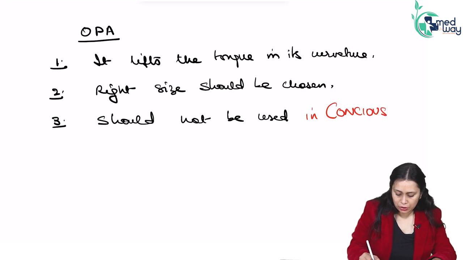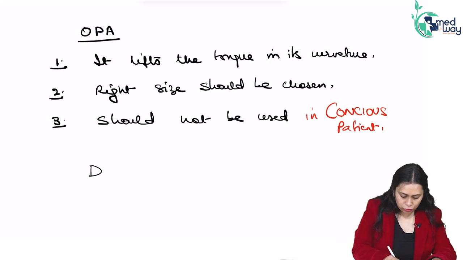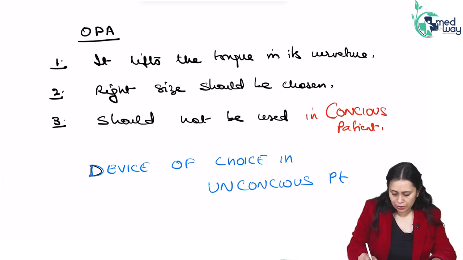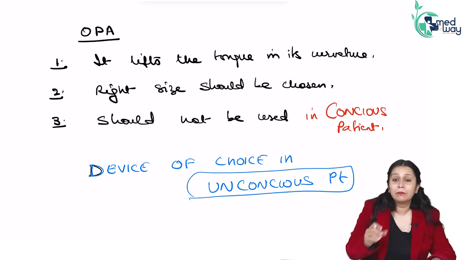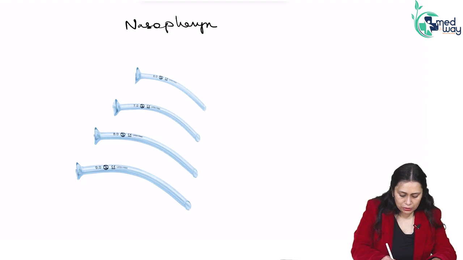If you use it in a conscious patient, it will stimulate a lot of reflexes. So this is the device of choice to open the airway in an unconscious patient. For an unconscious patient, definitely this is the device of choice, but for a conscious patient, we should not use it. So what device should we use for a conscious patient? We should use the nasopharyngeal airway. So let us talk about the nasopharyngeal airway.